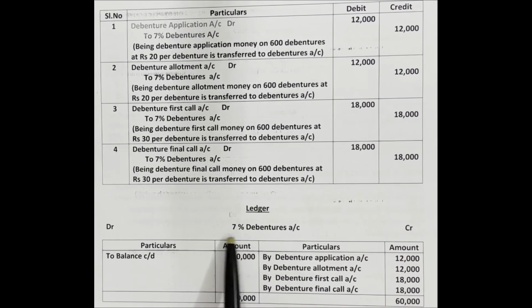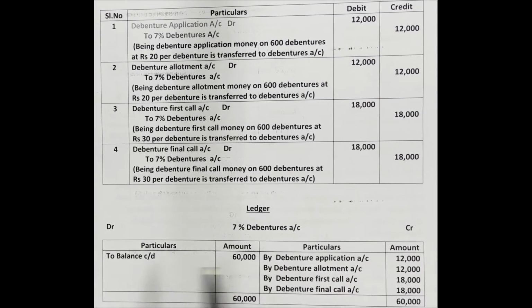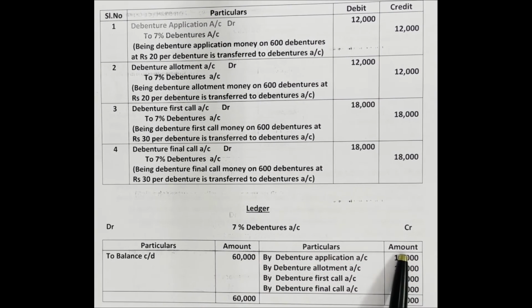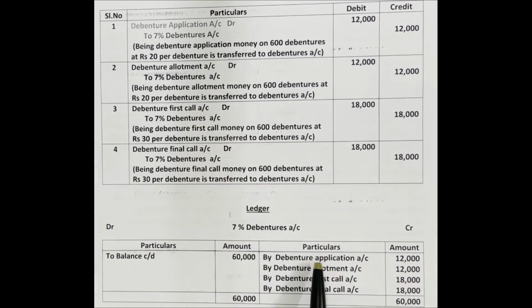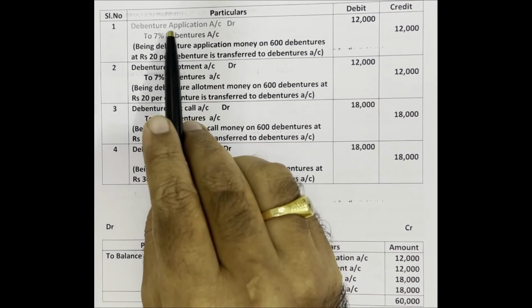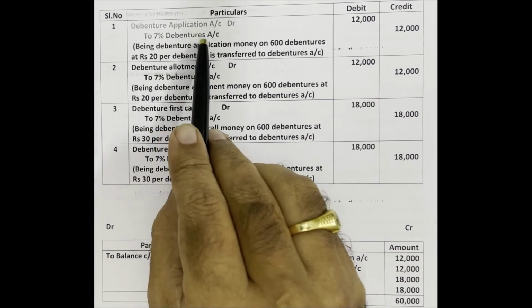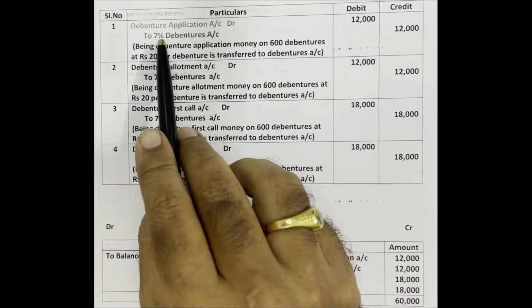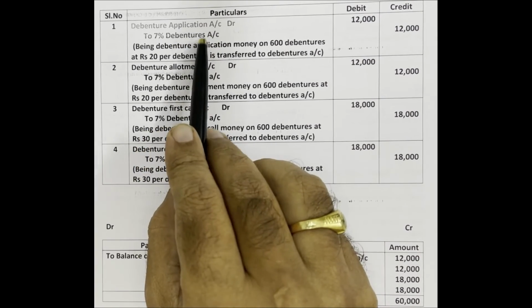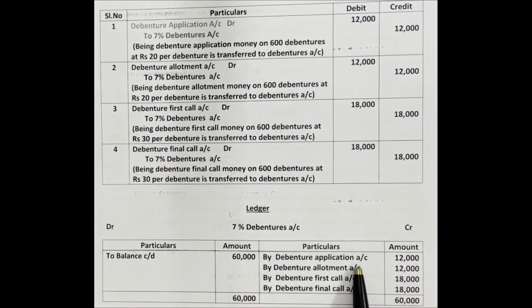In ledger, first account is 7% debentures account. Debit side, credit side, particulars, amount, particulars, amount. So let us post these entries in debenture account. First entry, debenture application account to 7% debentures account. In this entry, debenture account is created now. Therefore, this entry credit side we have to post.